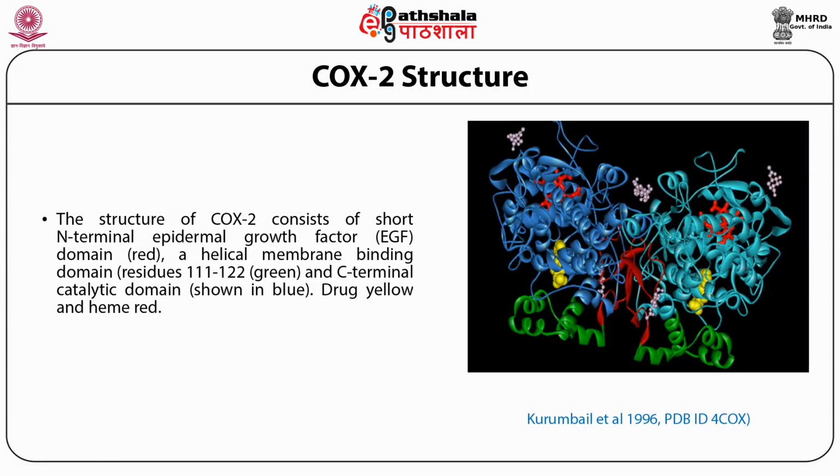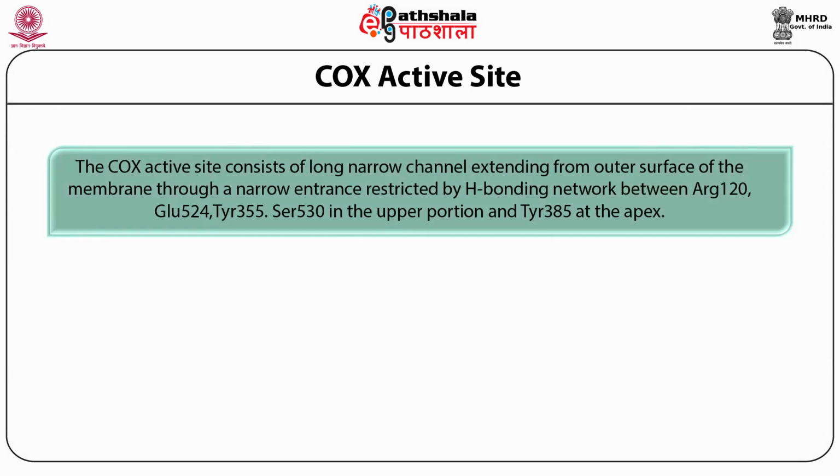It consists of a short N-terminal epidermal growth factor domain, which is shown in red color, a helical membrane binding domain, residues 111 to 122, green region, and a C-terminal catalytic domain shown in blue, the drug molecule shown in yellow, and the heme group in red. The COX active site consists of a long narrow channel extending from the outer surface of the membrane through a narrow entrance restricted by an H-bonding network between arginine 120, GLU 524 and tyrosine 355. Serine 530 is in the upper portion of the channel and tyrosine 385 is at the apex.